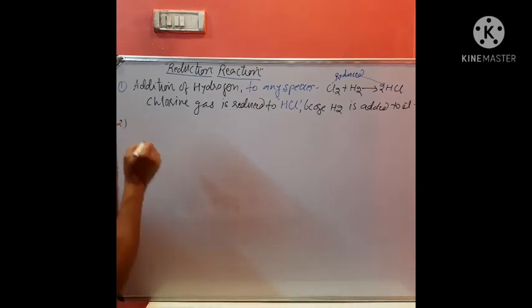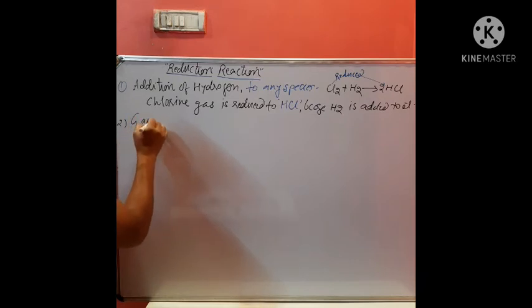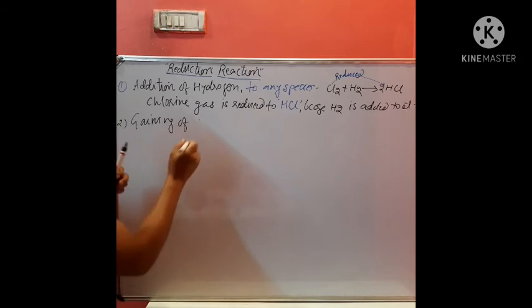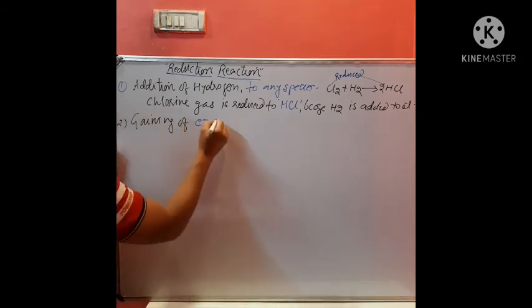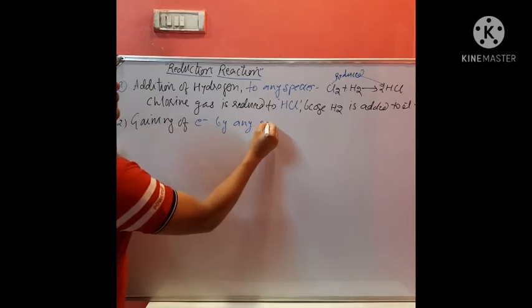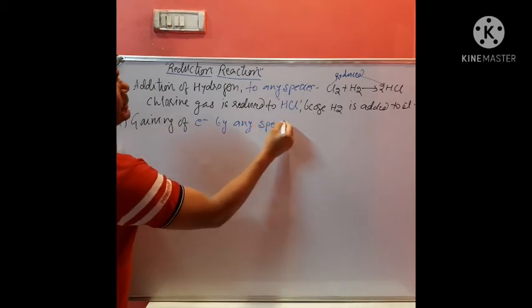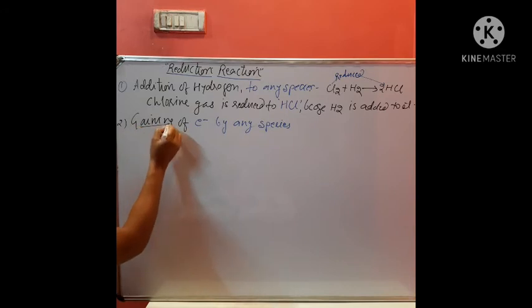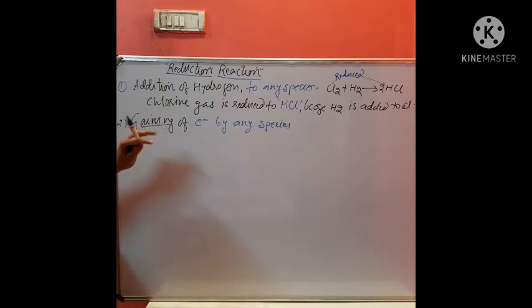Second one, gaining of electron by any species. This process is also known as reduction. Now what? Gaining of electron. Therefore, it is opposite of oxidation. In oxidation, loss of electron. And here what? Gain of electron.